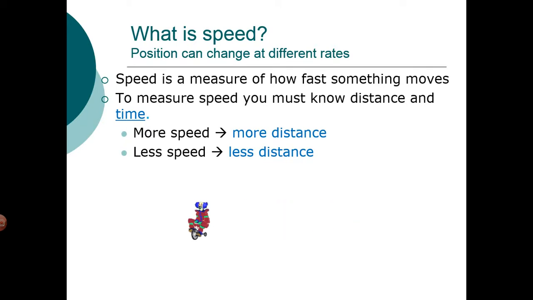Take a look at these two animations. Which one has more speed, and how do you know? Well, apparently the clown on his tricycle has more speed, which is easy to tell when you look at it, but if you think about the distance and the time, the kid on the bike goes the same amount of distance, but it takes him more time.